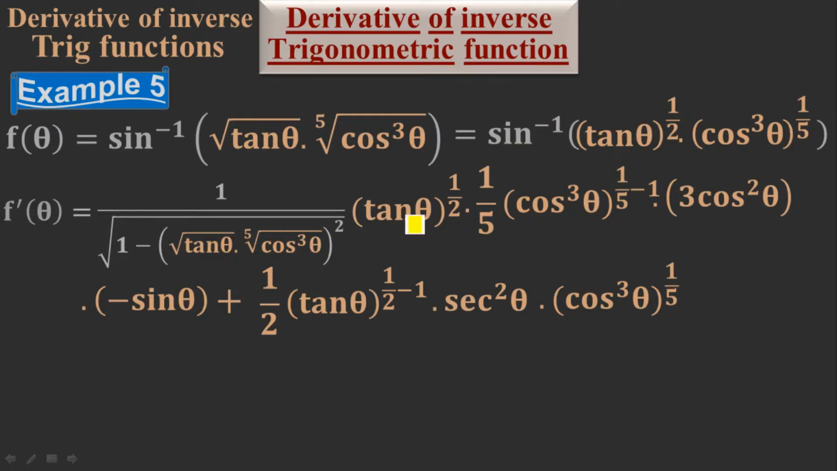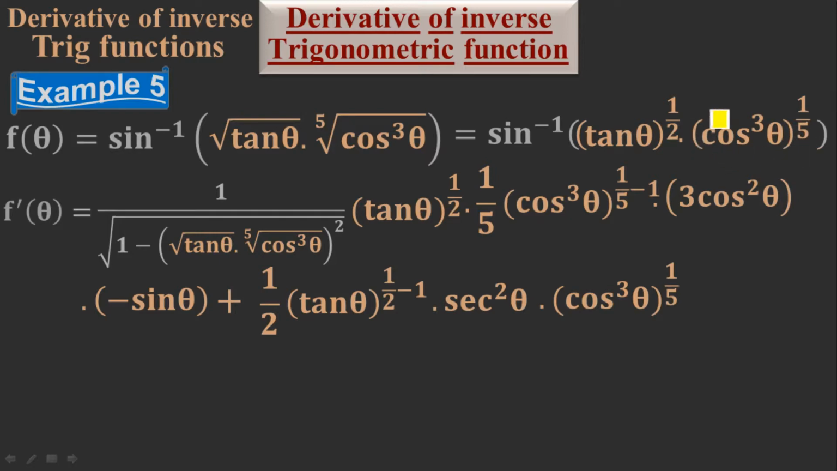And then once you do with the sine inverse, you ignore it for a moment and then play with this part. Remember, don't take this square now. This square is a part of the outer function, which is sine inverse, not the part of this inner function. You have to play only with the stuff inside the parentheses. When you look at here, it is a product of two functions, one times second one. To apply the product rule here, according to the product rule, put one function which is tangent theta to the 1/2 as it is, and take the derivative of the second function.